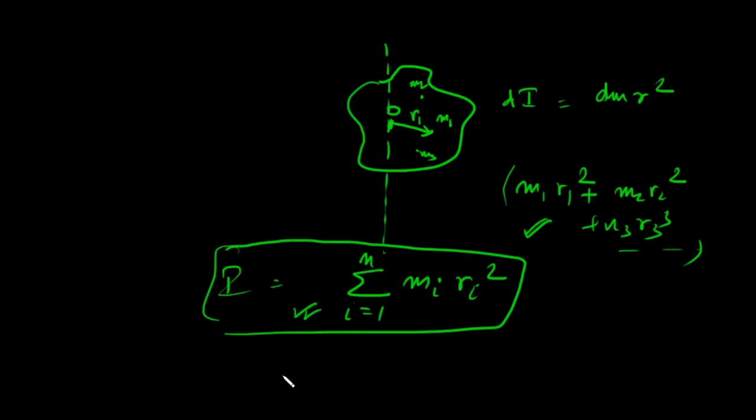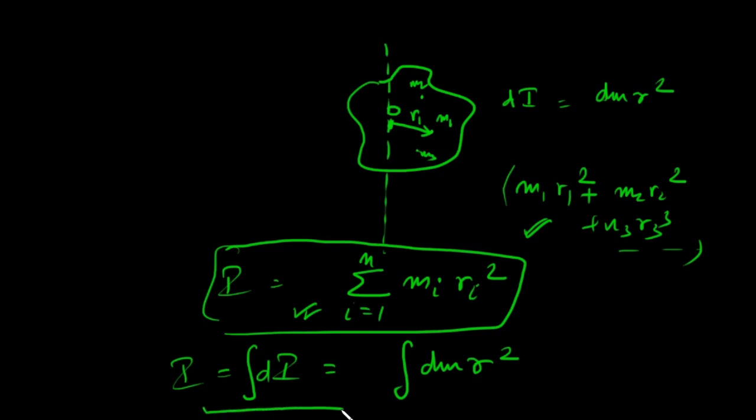If I apply calculus over here for a continuous extended body, this summation will change to integration, the mass will be infinitesimal, and this will be dI, which is integrated to yield I, and this will be r square. So this will be the moment of inertia for an extended continuous body.